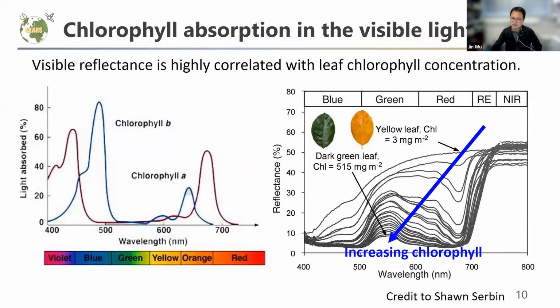Based on this, we can develop some models to monitor how the chlorophyll concentration corresponds to the reflectance change. So if we can invert these kinds of models, then we can accurately infer the chlorophyll information based on the spectral measurement.